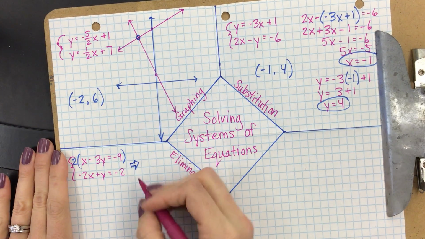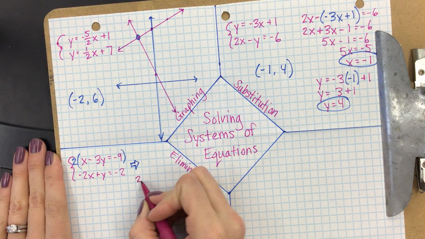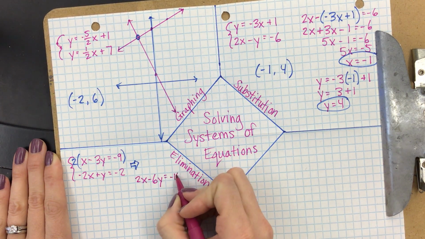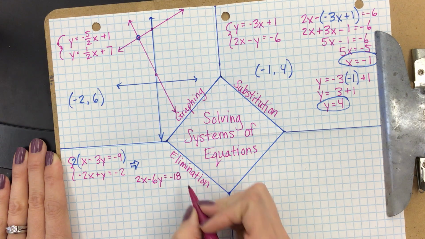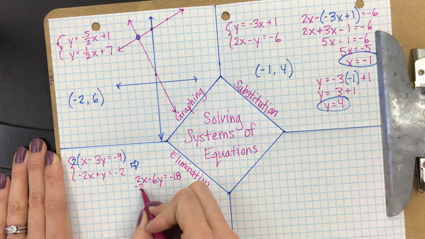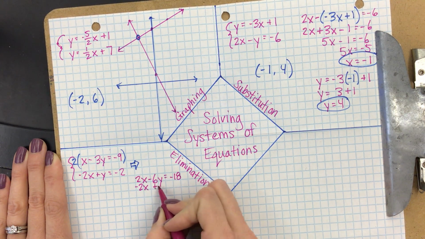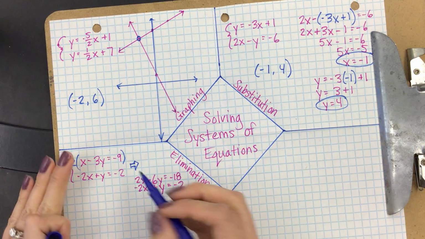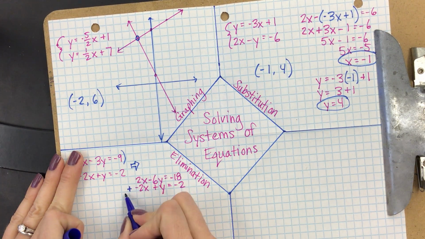I'm going to run out of space. I'm going to come a little lower. So this will be 2x minus 6y is equal to negative 18. And then we have negative 2x plus y is equal to negative 2. We're going to add these two equations.